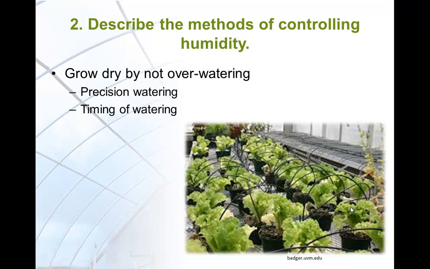Growing dry by not overwatering is the least expensive way of keeping greenhouse humidity low. Do precision watering. Make sure water is going where it is intended. Drip irrigation would be an ideal setup. Also, the timing of watering is important. For example, do not water just before sunset because the extra moisture carried into the night could present a problem.